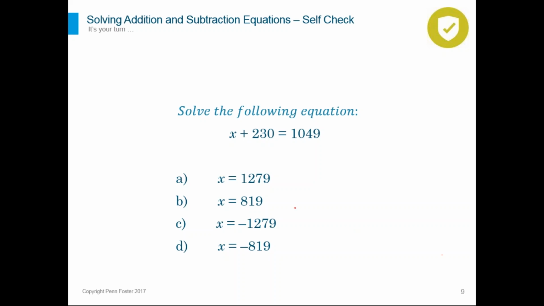So the correct value of x is B. x equals 819.